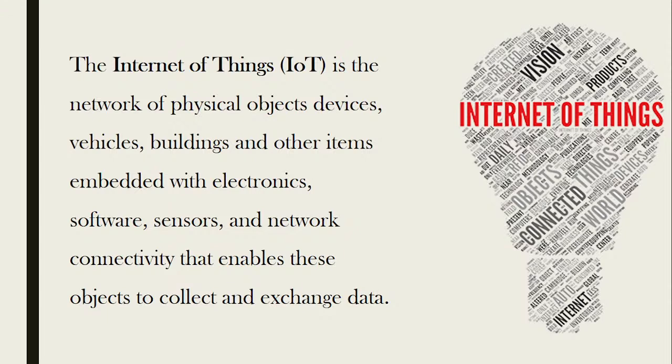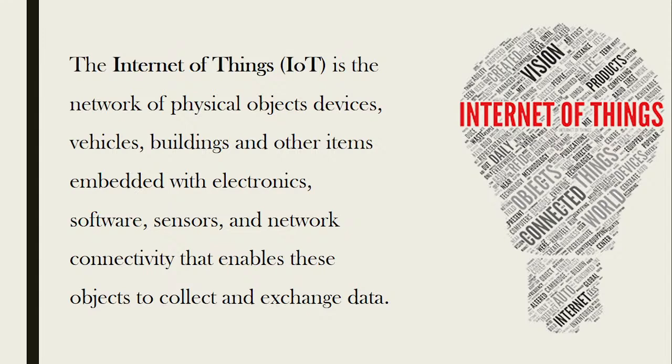So that is a basic idea here. So you can read the definition here. It says the same thing. Internet of Things is a network of physical objects, devices, vehicles, buildings, and other items. So it can be any of these. Physical objects could be any of these things: devices, vehicles, buildings, and embedded with electronics.